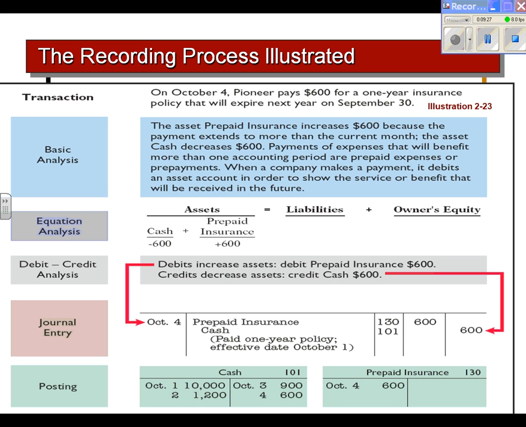So there, my cash is being reduced. My prepaid insurance is being increased. There's the journal entry. You guys can go through this. I'm running out of time. I just want to look at one other transaction.